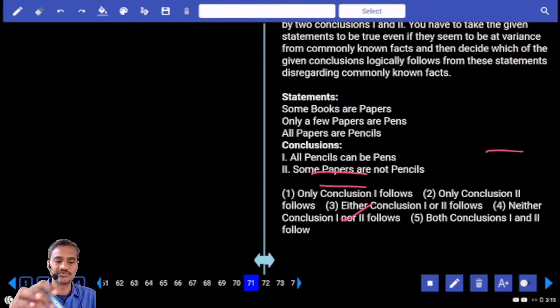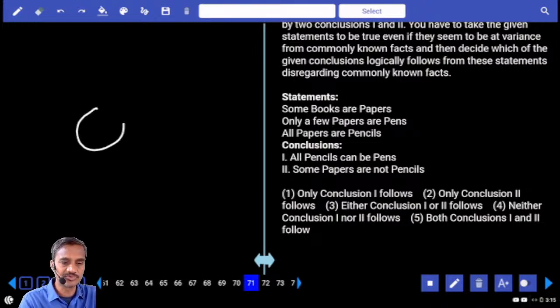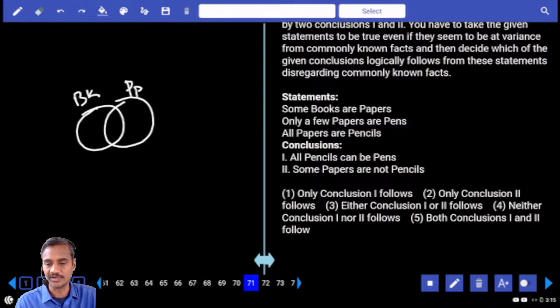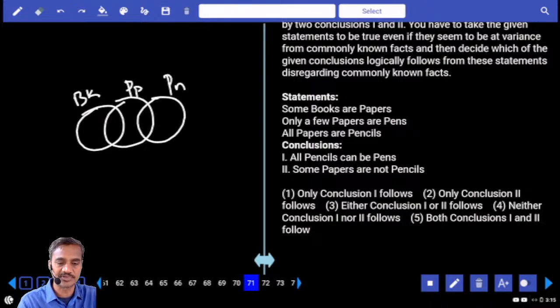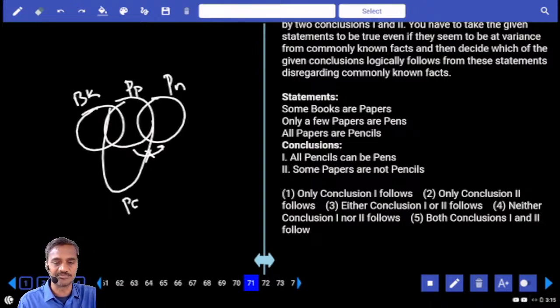The next one, 71 onwards, is based on syllogisms. Here, some books are papers. Some of the books or papers can be written like this. These are the books and papers. Some books are papers, and only a few papers are pens. Only some of the papers are pens, but not all. And all papers are pencils. Now this entire paper is a part of what? Pencil.